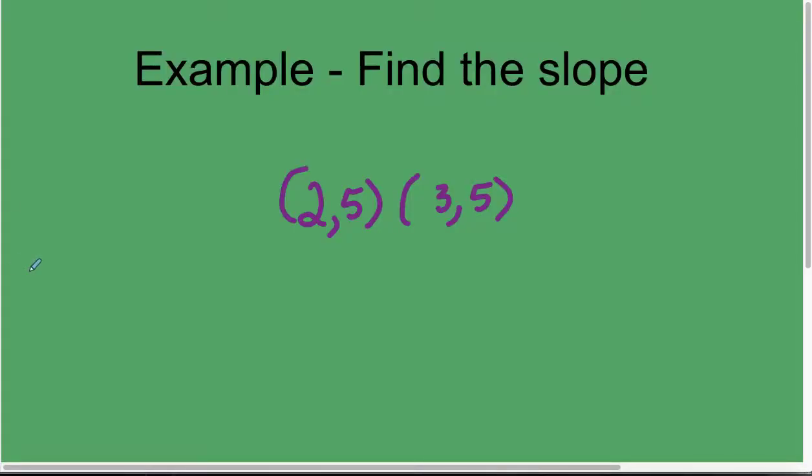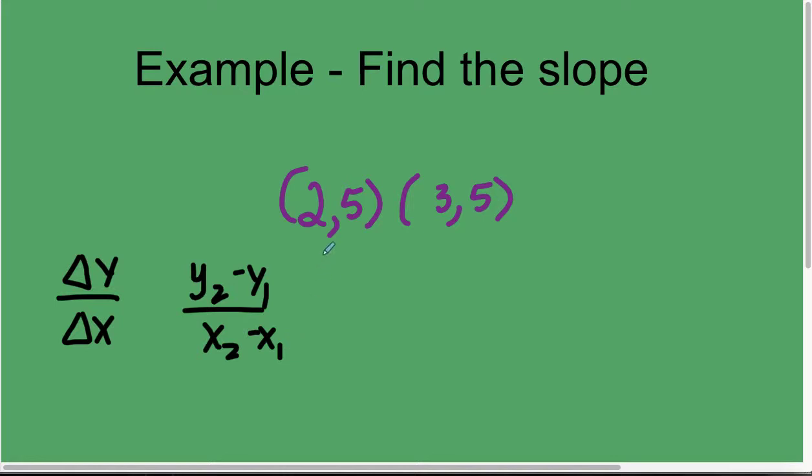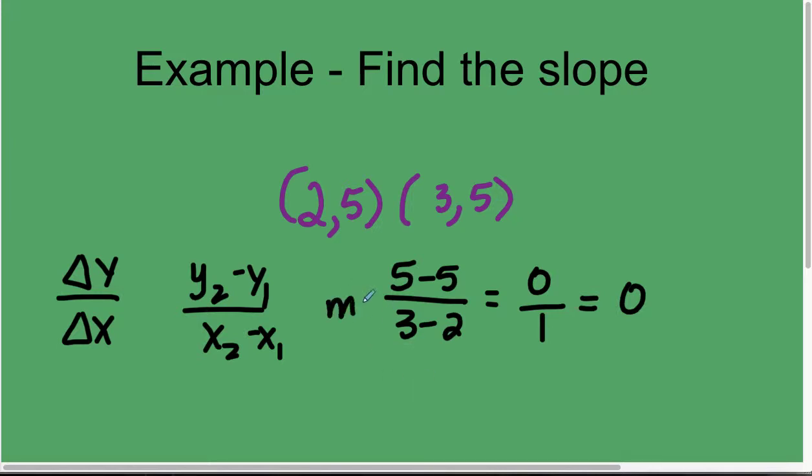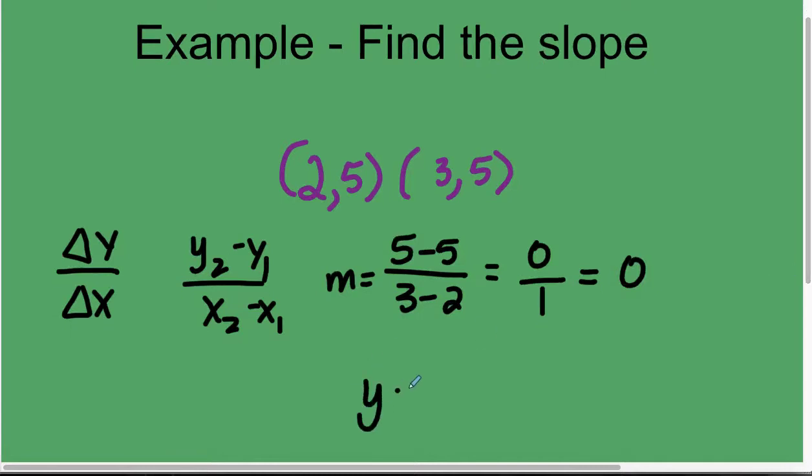All right, so let's look at an example. I ask you to find the slope and I give you the 2 points. Hopefully you're saying, okay, I've got to do change in y over change in x. Or some of you might be saying y2 minus y1 over x2 minus x1. That just means subtract the points. So 5 minus 5 all over 3 minus 2. 5 minus 5 is 0. 3 minus 2 is 1. When we have a 0 in the numerator, we know that the slope is 0. So this is a horizontal line. If I asked you for the equation of that line, it would be y equals 5. Notice the y's are both 5.